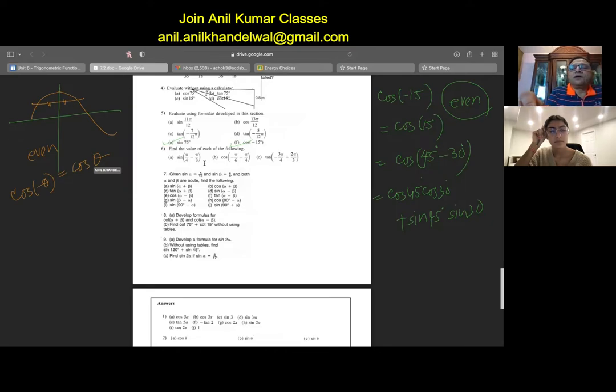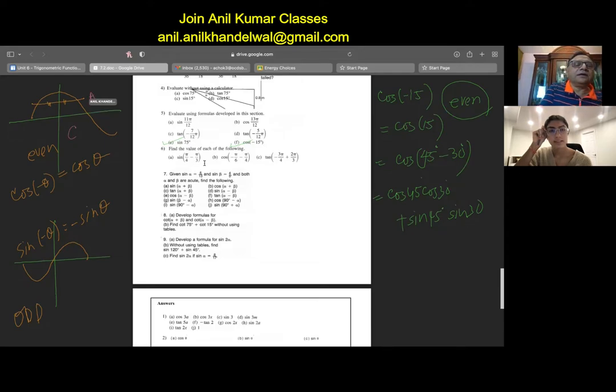Now, if I draw the sine graph, it looks like this. Do you see that? It's an odd function. Sine of minus theta is minus sine theta. And even otherwise, from the CAST rule itself, you can figure it out. You know the CAST rule?